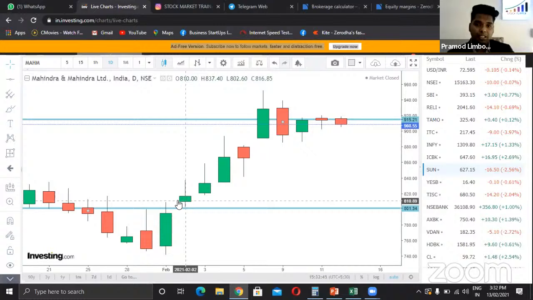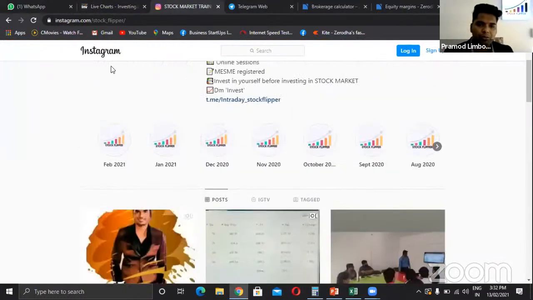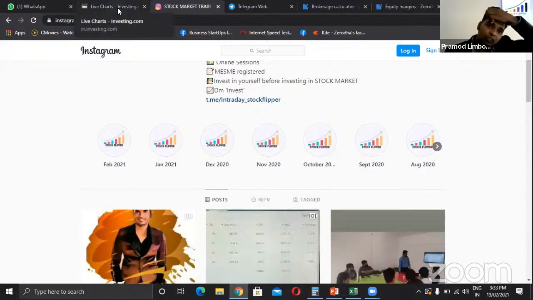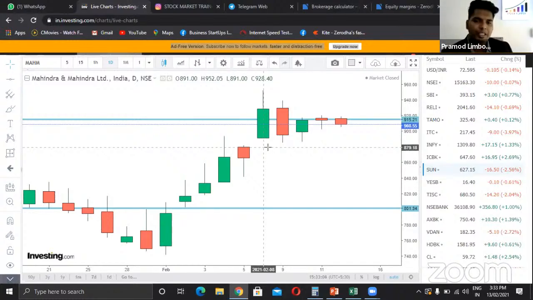I also shared the same trade with all of my students, and all of them are in profit by more than 10,000 rupees. You can check all the screenshots here, February 2021. You can check all the students' screenshots. The thing I want to say is, just be patient.